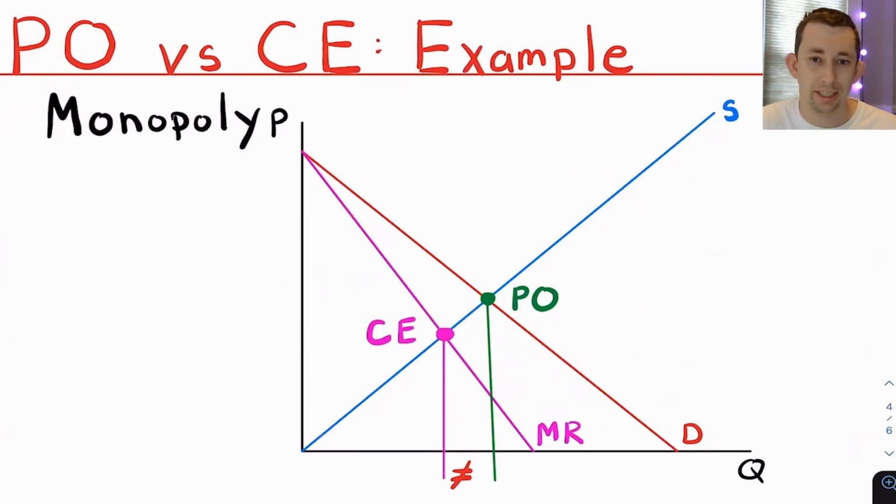I also said that Pareto optimal allocations could be equal to a competitive equilibrium outcome, and if we ignore the marginal revenue line, so we just have supply and demand, this would represent the equilibrium in perfect competition, which is exactly equal to the Pareto optimal outcome. So in that case, the Pareto optimal and the competitive equilibrium would be the same. I'm just trying to illustrate that that is not always true.